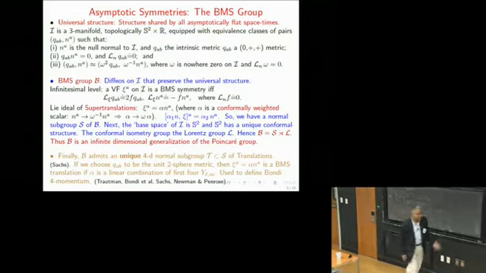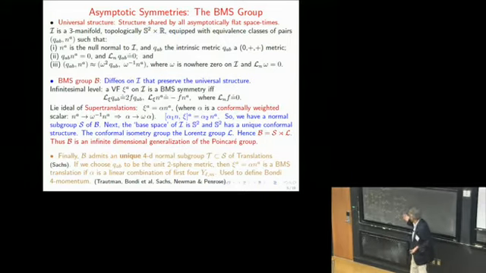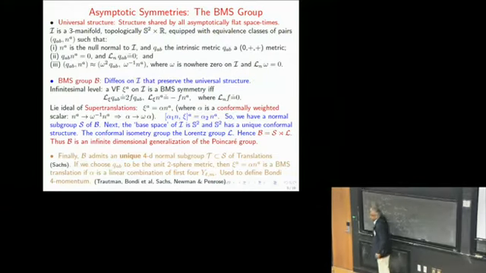It's not really a problem. We can still talk about radiation and such things. So the statement is that it will not be the BMS group. The Lie algebra is still well defined, but this is not complete, so I cannot move arbitrarily to the future.